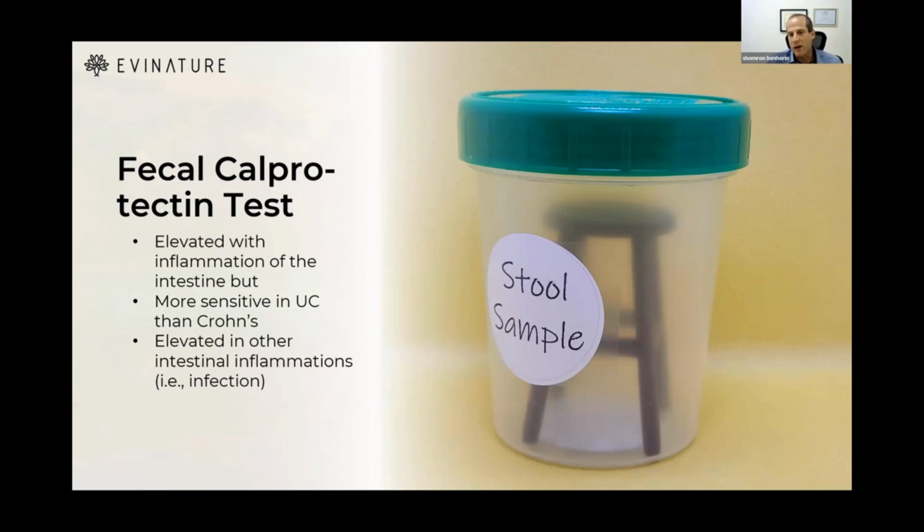It can be affected by other inflammations of the gut, such as infections. So if you've got a high calprotectin, it doesn't mean that you don't have a bug. So always test for stool bacteria and parasites, etc.